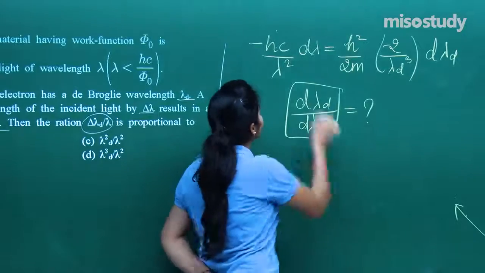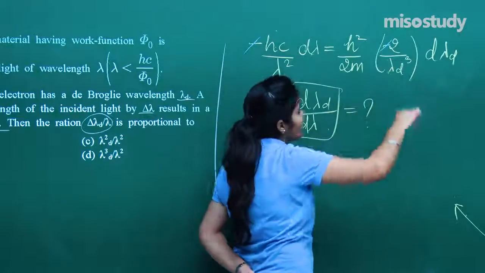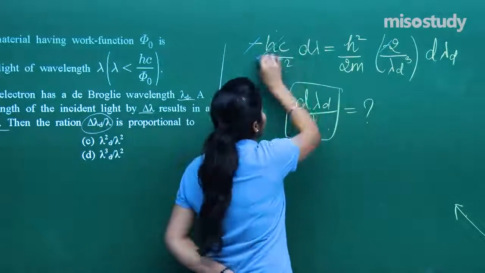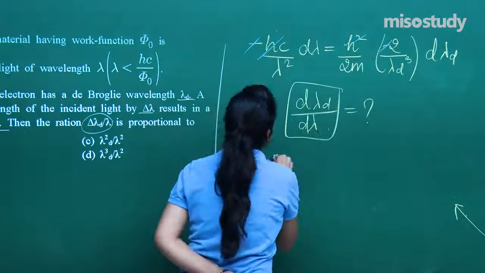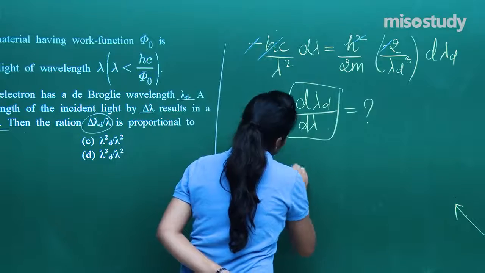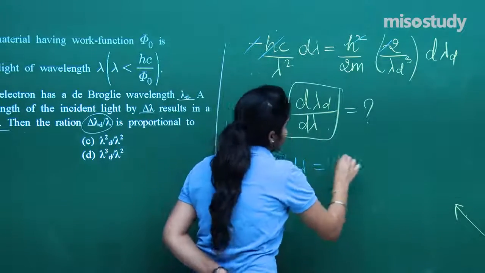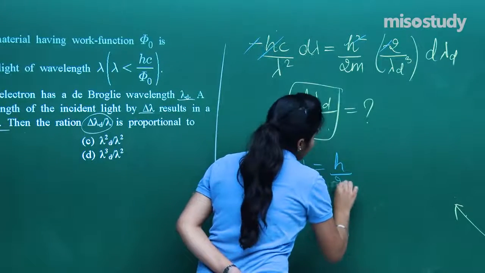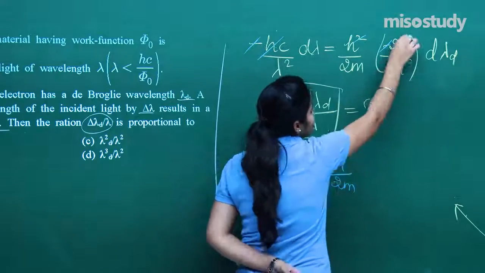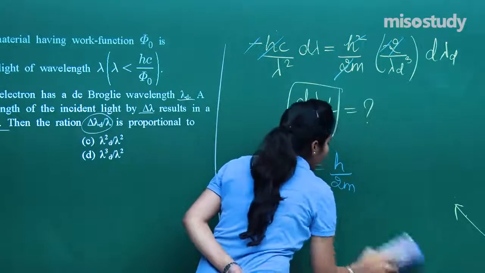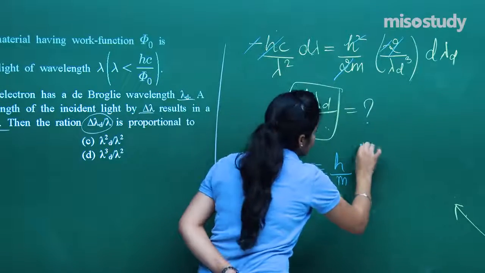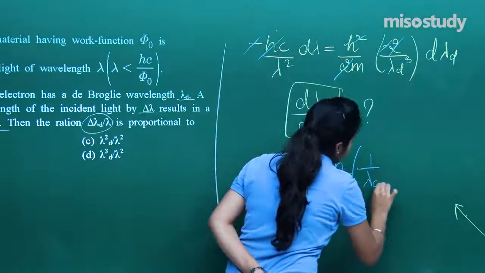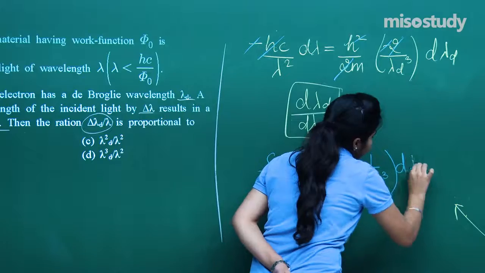And from this given equation, how can we find it? We can see here minus and minus sign are getting cancelled easily. This h and h is getting cancelled. So finally we are having c by lambda square into d lambda equals h by 2m. I can cancel out this 2 and 2. So now I am having h by m into 1 by lambda_d cube into d lambda_d.